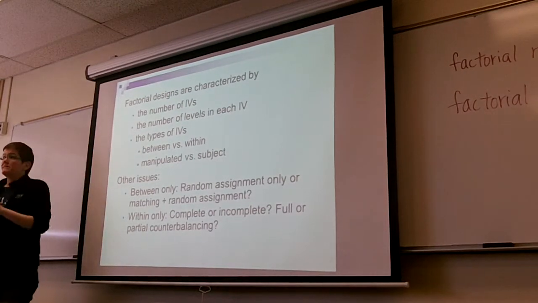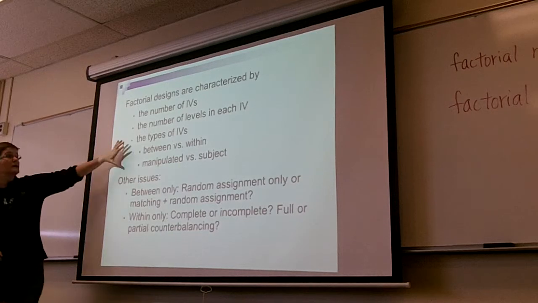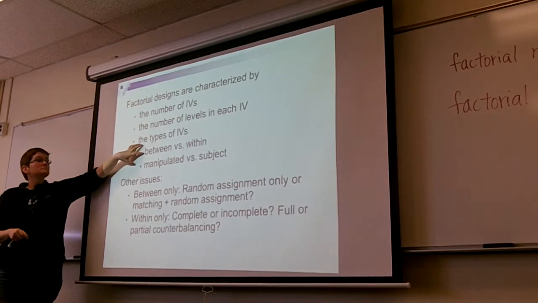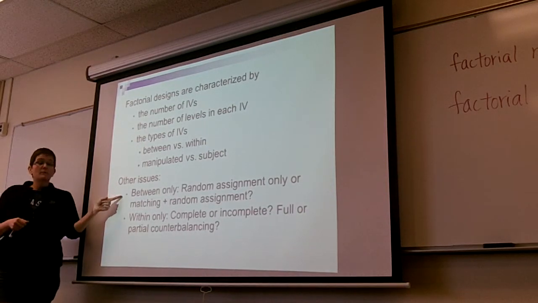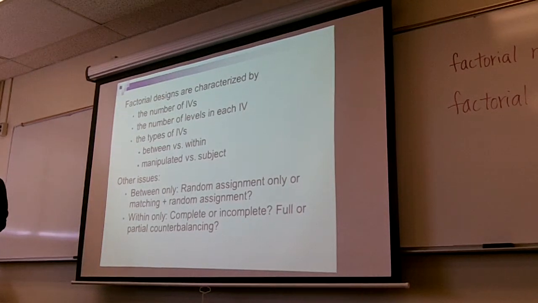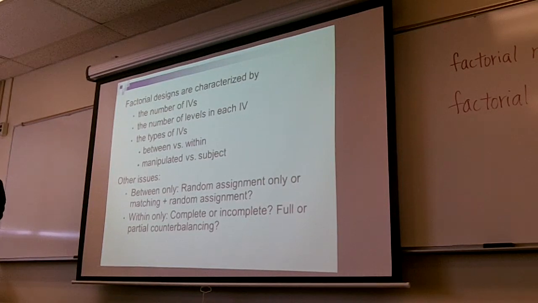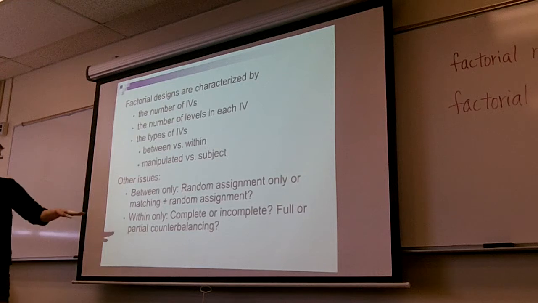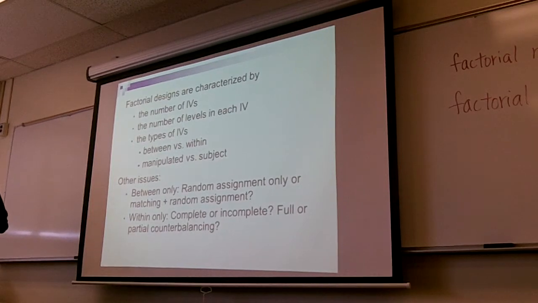Then the types of IVs you have. Do you have between subjects IVs or within subjects IVs? Do you have manipulated IVs or subject IVs? These contribute to the type of design. Other things that contribute to the type of design: for between subject studies, did you use random assignment or matching plus random assignment? That's going to change the factorial design. And for within subject studies, was it complete or incomplete? And did you use full or partial counterbalancing?